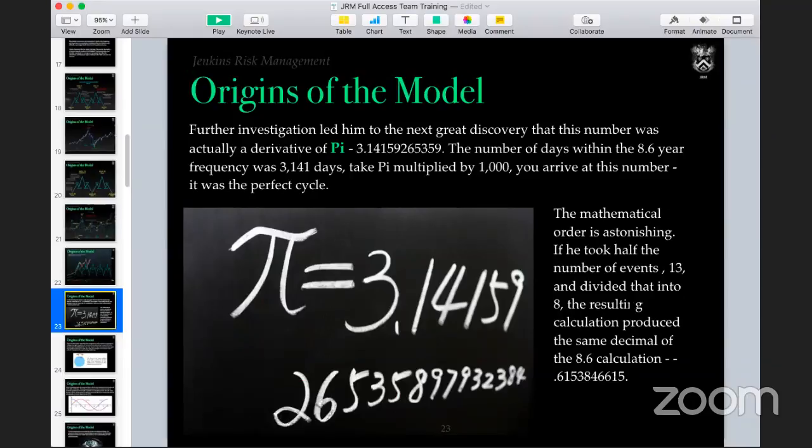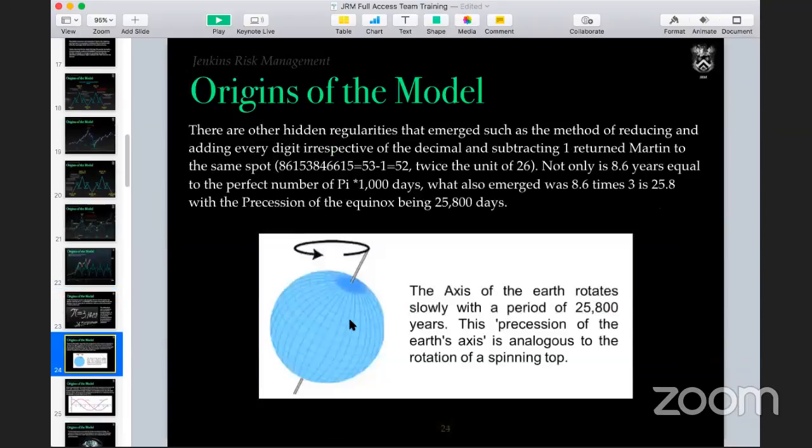And then there are other derivatives of it. I mean, 13 divided into 8 results in the 0.615384 calculation. This is another good one.